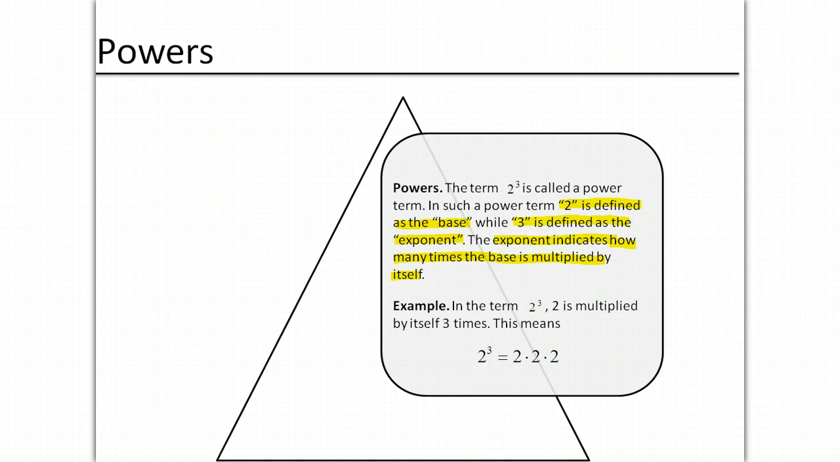Let me repeat this because this is important. The exponent indicates how many times the base is multiplied by itself. In the term 2 cubed, 2 is multiplied by itself 3 times. This means 2 cubed equals 2 times 2 times 2.